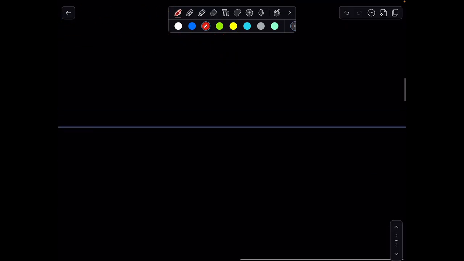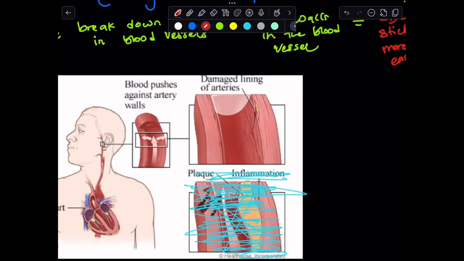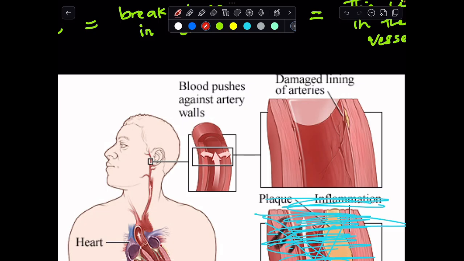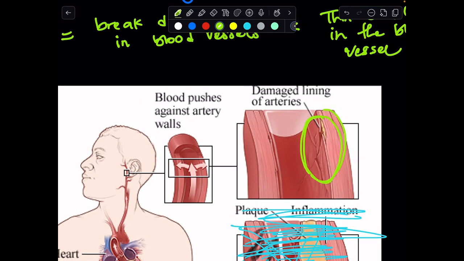I think I have an image. I'm just going to show you guys an image. This image explains it perfectly, guys. So the blood pushes against the artery. As we can see right here, this is the blood pushing against the walls. And then what happens? The walls start breaking up. The walls start breaking up, guys. And because the walls are breaking up, it's so much easier for LDLs to latch to the wall because the walls are so thin, and that's what caused the plaque to build up.